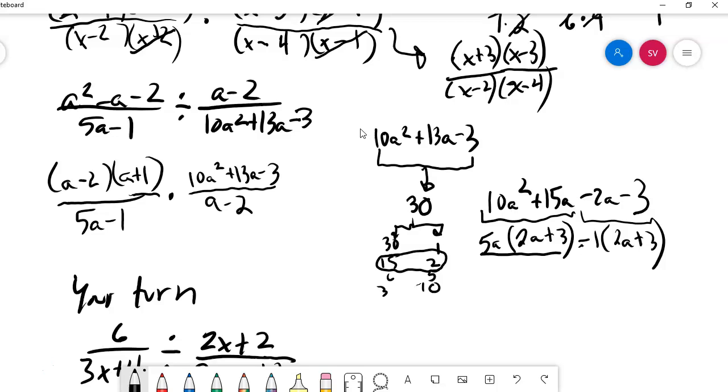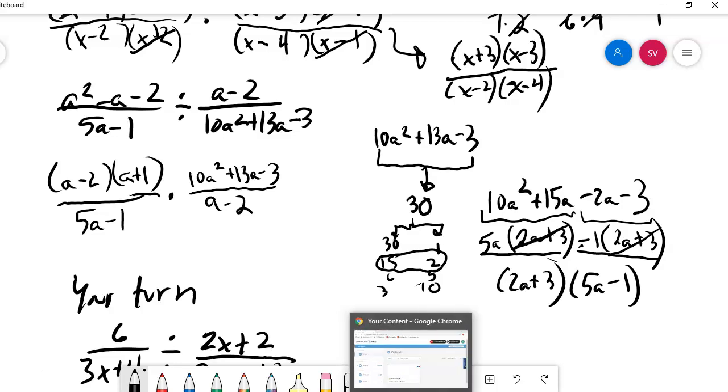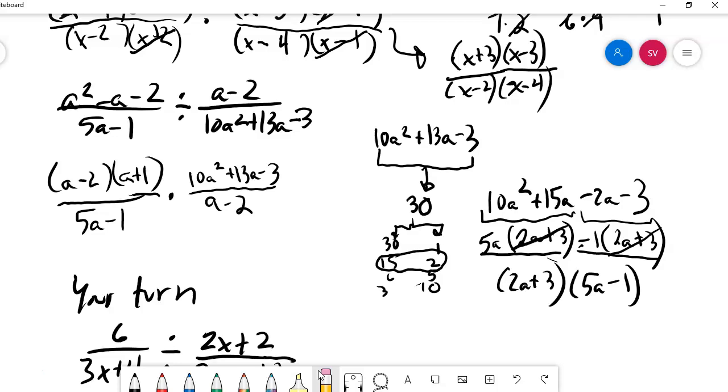Now I compare this with this. I look to see what's the same. That's a 2a plus 3. So I could cross that off my list. And then what am I left with? 5a minus 1. That's supposed to be a minus. Ignore that little dot there. So that's how we factor this. So now I will replace this 10a squared plus 13a minus 3.